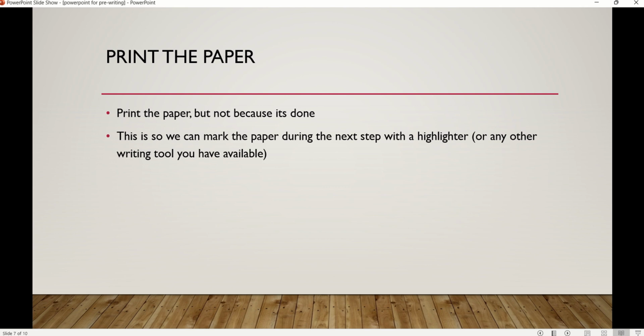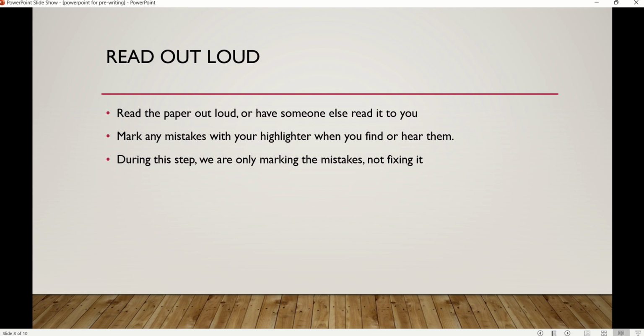At this point, you want to print the paper, but not because it's done. This is so that we can mark the paper during the next step with highlighter or any other writing tool you want to use. Read your paper out loud or have someone read it to you. As you find or hear a mistake, mark it with your highlighter. This could be anything from a wrong word or the flow of a sentence in your paper. During this step, we are only marking the mistake, not fixing it.